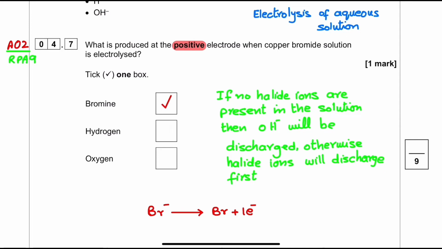If no halide ions are present in the solution, then OH negative will be discharged, otherwise halide ions will discharge first. And it has been mentioned here in the form of an equation that Br negative will lose an electron at the positive electrode and become a Br atom.